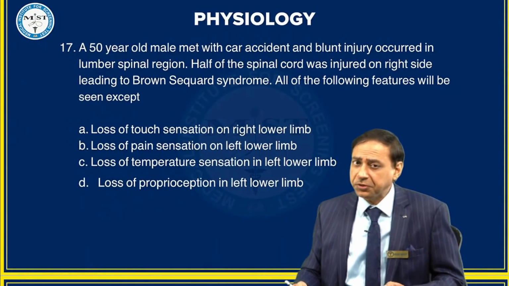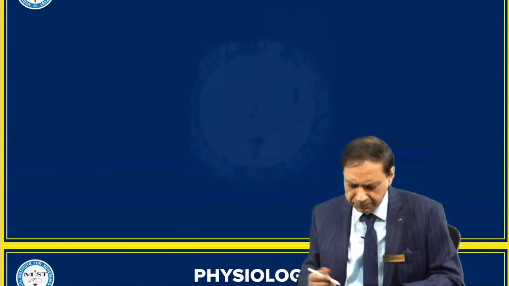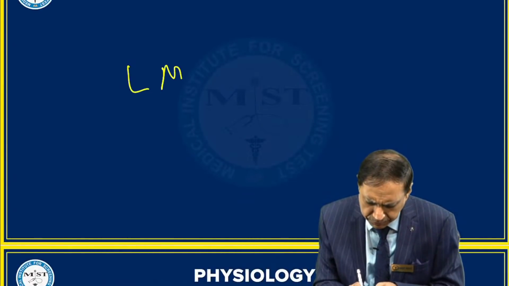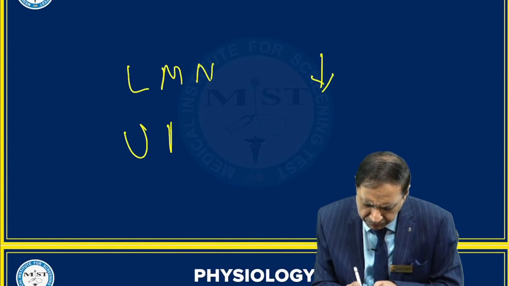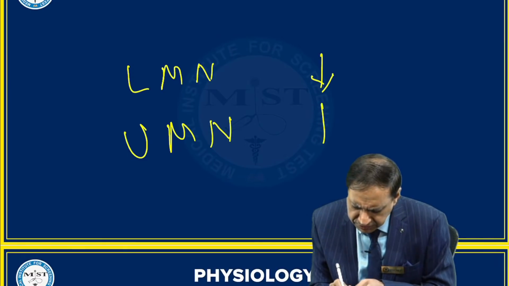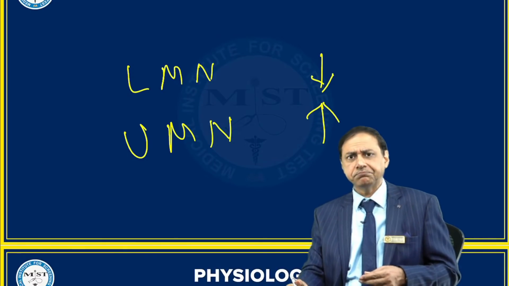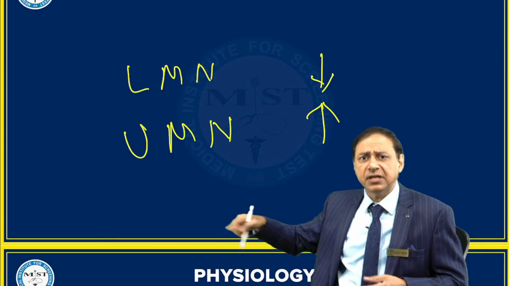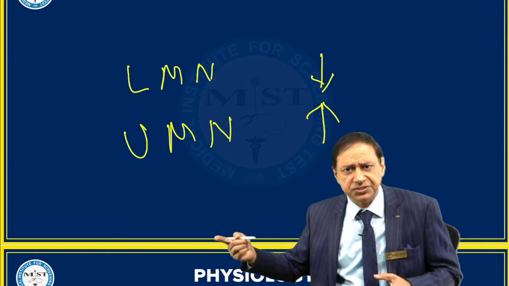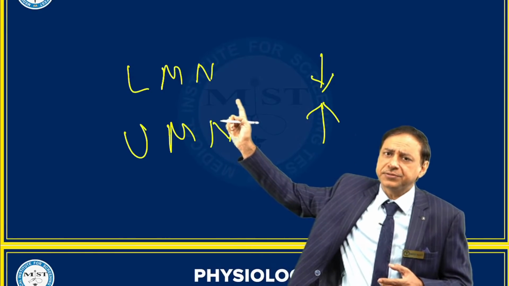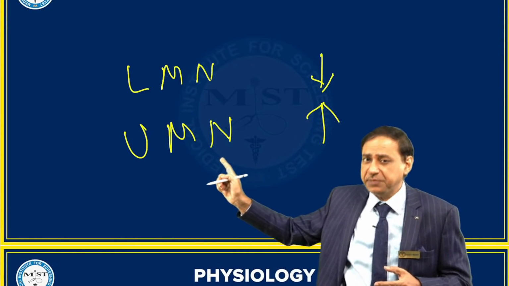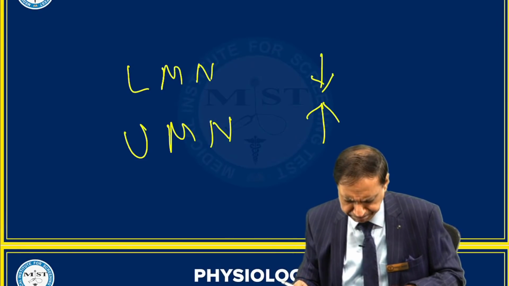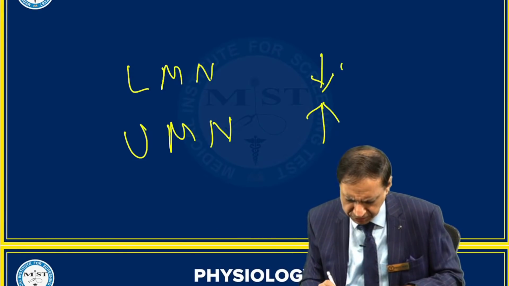In lower motor neuron lesion, muscle tone is less. In upper motor neuron lesion, muscle tone is more. Upper motor neuron lesion: hypertonia, hyperreflexia. Lower motor neuron: muscle tone is less. So this is flaccid paralysis, this is spastic paralysis. Okay? In cerebellum, muscle tone is less.